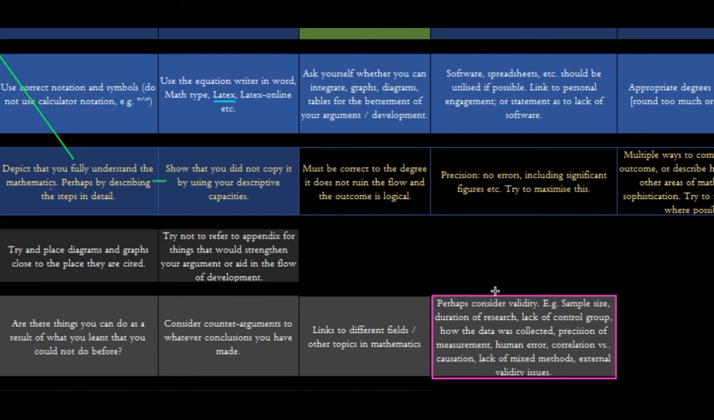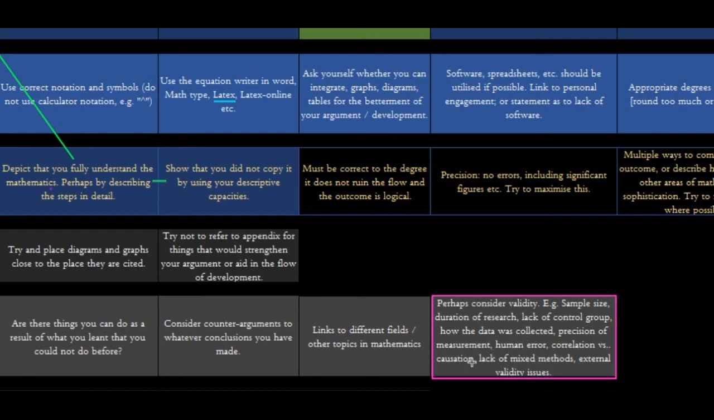You want to consider such things as the validity of your methods, the data you had, the conclusions. I've stated here, for example, you can look at such things as the sample size, the duration of the research, the lack of the control group. Was there a control group or not? How the data was collected, precision of the measurement. Was there any human error? That is something that must occur in many IAs, arguably.